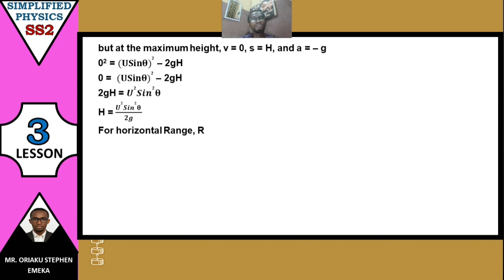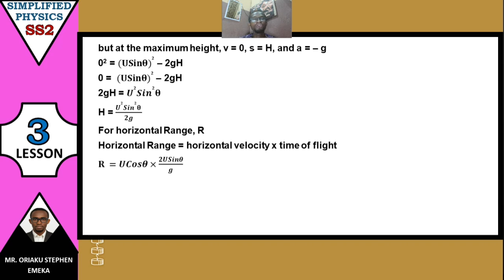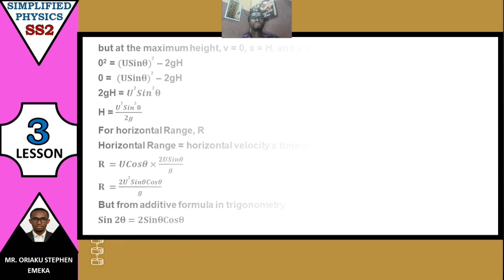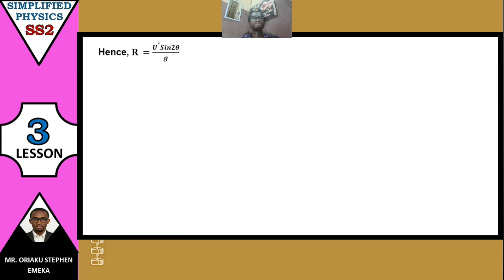So looking for the horizontal range, remember that range is horizontal velocity times time of flight. So it's going to be u cos theta times 2u sine theta over g, and that is going to give us R equals 2u squared sine theta cos theta over g. Now for mathematics, that is the additive formula: sine 2 theta is equal to 2 sine theta cos theta. So it means that the range formula is now going to become u squared sine 2 theta over g.